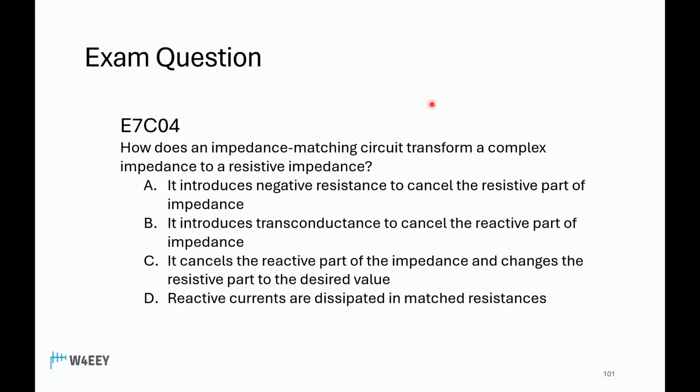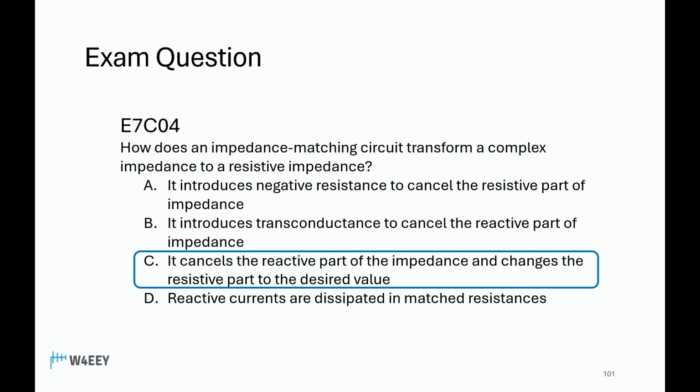How does an impedance matching circuit transform a complex impedance to a resistive impedance? Charlie. It is Charlie. It cancels the reactive part of the impedance and changes the resistive part to the desired value. So that's very often used in what are called antenna tuners.